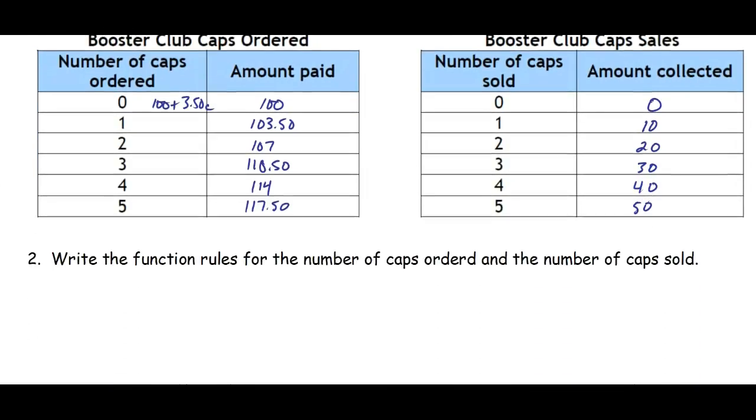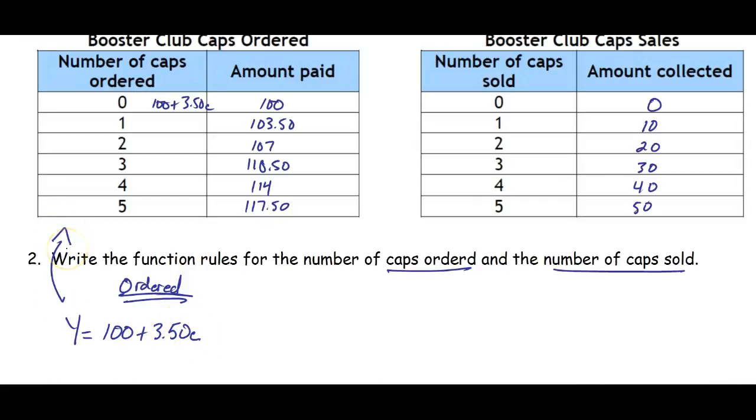So let's write a function rule for the number of caps ordered and the number of caps sold. All right, so for the number of caps ordered, we can do our function rule y equals 100 plus 350c. That goes directly with this graph here. All right, for the caps sold, going with this graph right here, well, it starts off with 0, so it's $10 per cap, so it's just 10c.